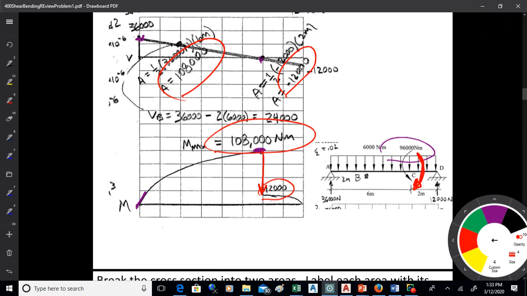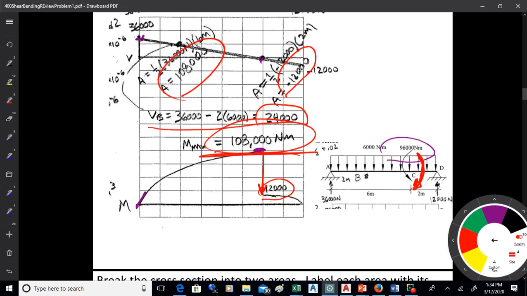So what you've got now is the stuff you need. You need the shear at B, 24,000. You've also got the maximum moment, 108,000. That's the information you get off these diagrams. Now the other stuff you need are shape type properties based on the cross section of the beam. So that's the next thing to look at.